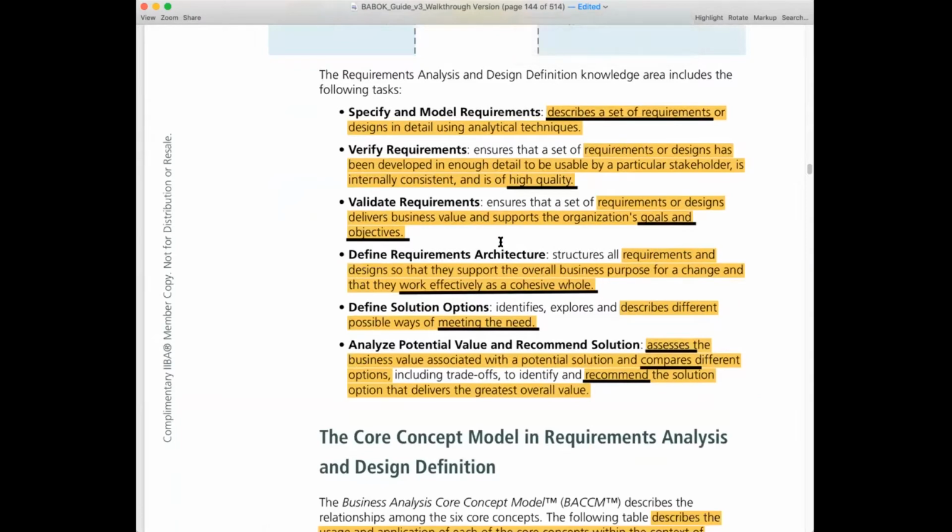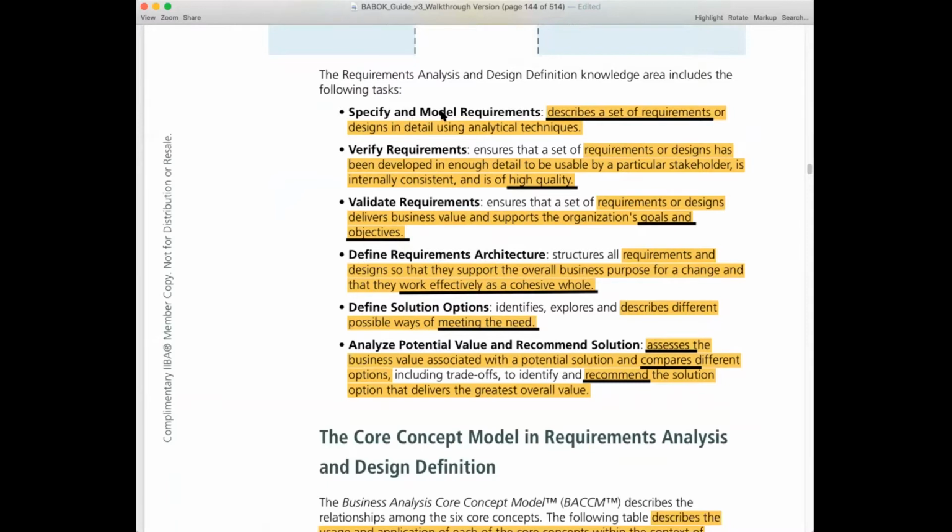So this knowledge area, requirements analysis and design definition, aka RAD, has 6 tasks. So those 6 tasks include specify and model requirements, verify requirements, validate requirements, define requirements architecture, define solution options, and then analyze potential value and recommend solution.